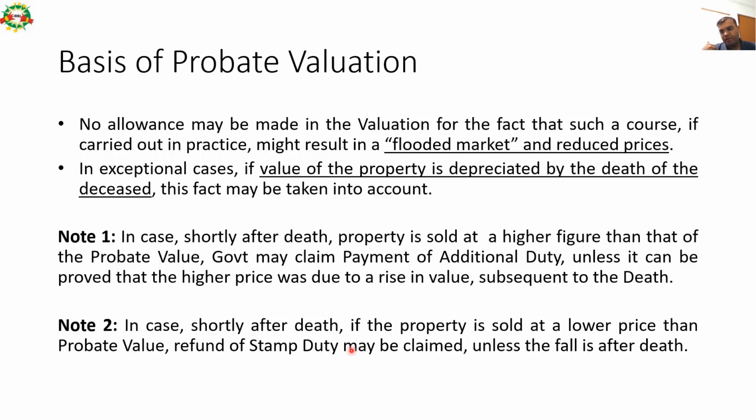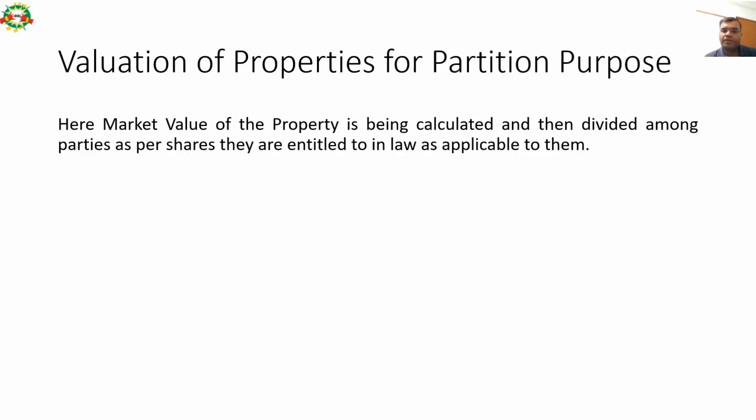So likewise, if the probate value has been given as 100 rupees and stamp duty for 100 rupees has been paid, but say in the near future the property is sold at 50 rupees, then you can approach the government and seek a refund of the stamp duty, unless that fall is because of a factor which surfaced after the death of the person. Next is valuation of properties for partition purpose. Here the market value of the property is calculated and then divided among the parties as per the shares they are entitled to in law as applicable to them.